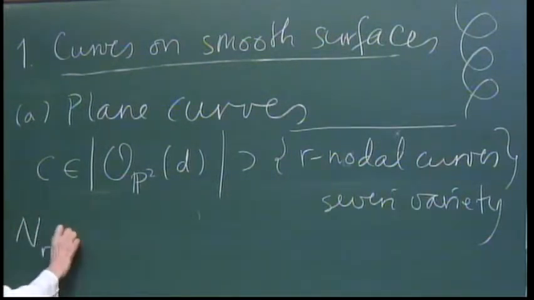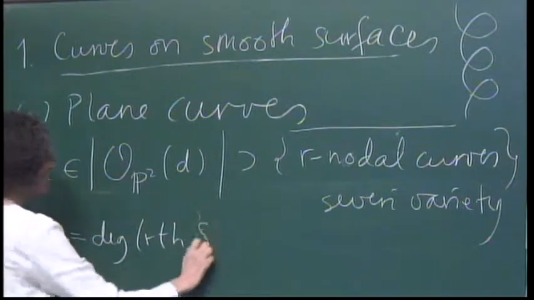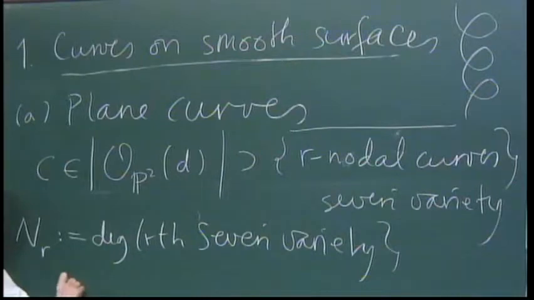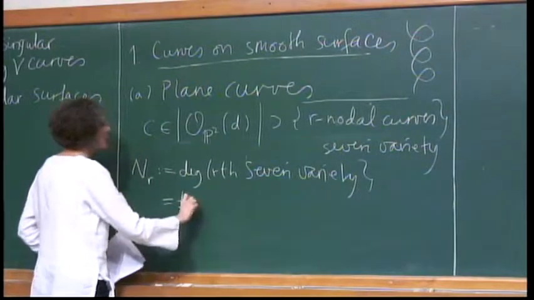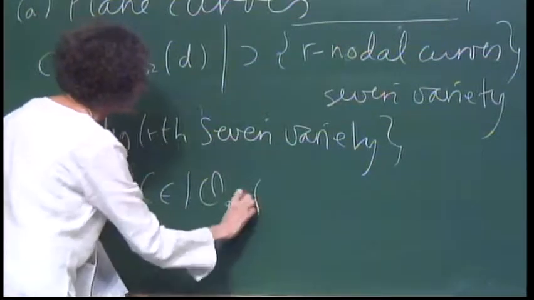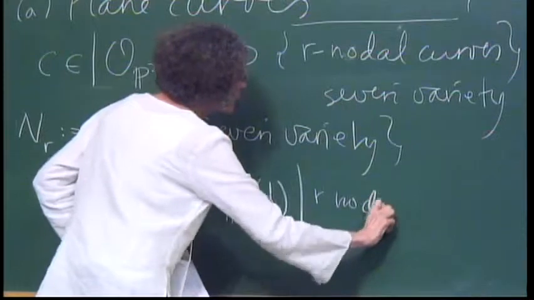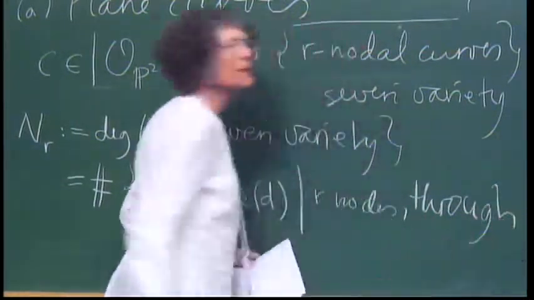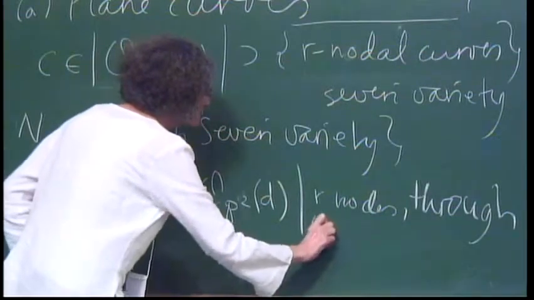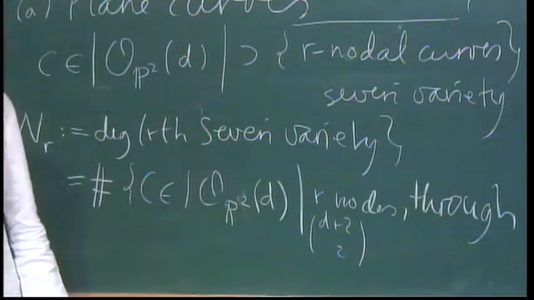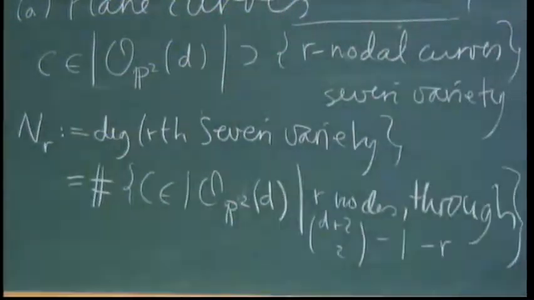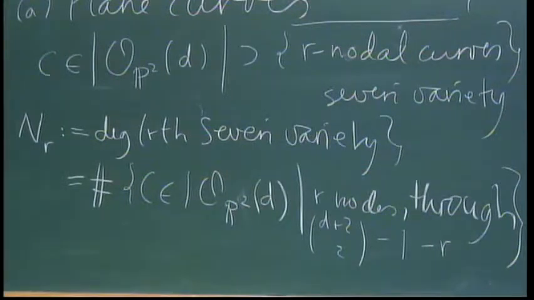And the problem of interest is to find the degree of the Severi variety. And this degree, you can show, is the same as counting the number of curves in |O(d)| on P^2 with r nodes and going through the appropriate number of points, which in this case would be the dimension of the linear system, (d+2 choose 2) minus 1, and then minus r. So you can express the sublinear system by the condition of going through various points.